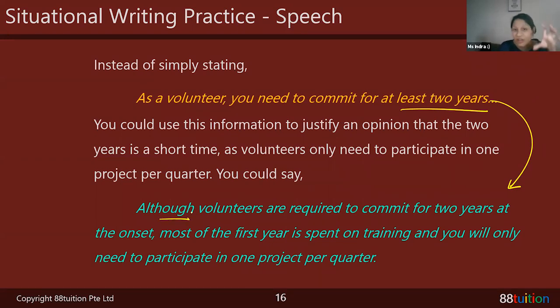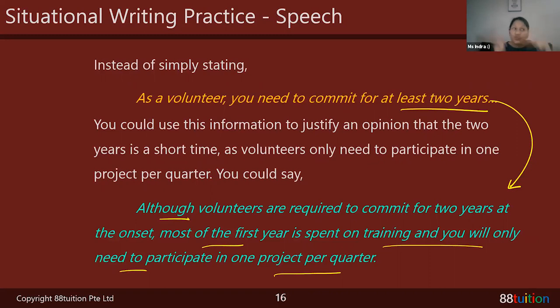Although volunteers are required to commit for 2 years at the onset, meaning at the beginning, that's the minimum you need to volunteer for at least 2 years. Most of the first year is spent on training, and you will only need to participate in one project per quarter. So this perhaps can motivate more people to volunteer when they know that, you know what, it's not 2 years volunteering, it's just 1 year of training and then 1 year of 4 different projects that I got to participate in. So it makes it a lot more appealing for people to actually want to participate.